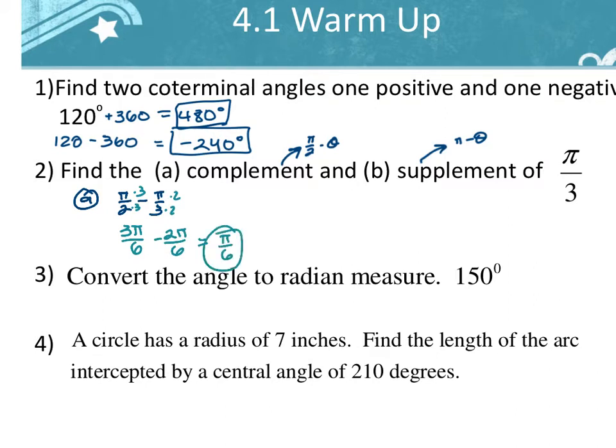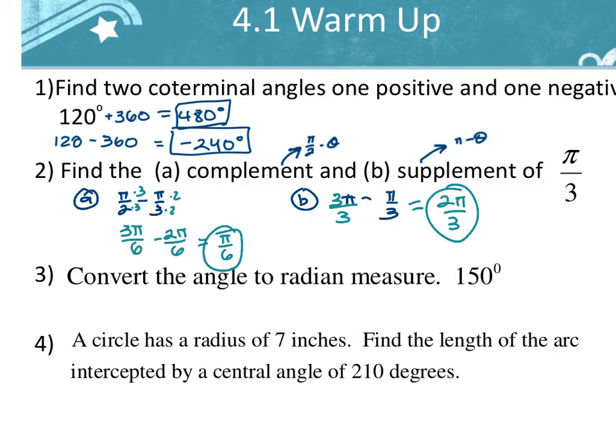And then the supplement would be pi minus pi over 3, or 3 pi over 3 minus pi over 3, which is 2 pi over 3. If it was in degrees, what would you be subtracting from for the complement? 90. And if it was the supplement? 180. Good.